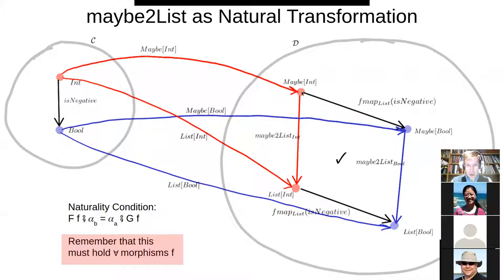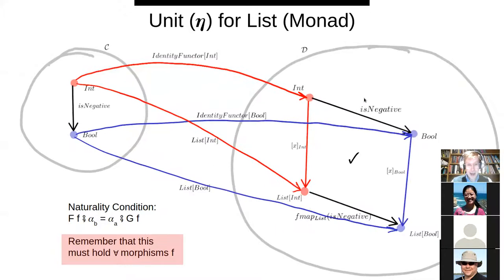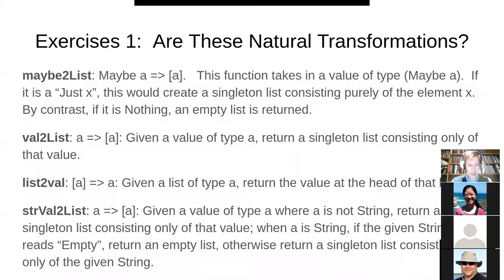Okay. Alternatively, we could start with a nothing here. We map maybe to list here. We get out an empty list of int. And then we apply is negative to that, and what do we get? An empty list of bools. So we get the same thing. We're happy. It's a natural transformation. Any questions about that before we go on to the next one?